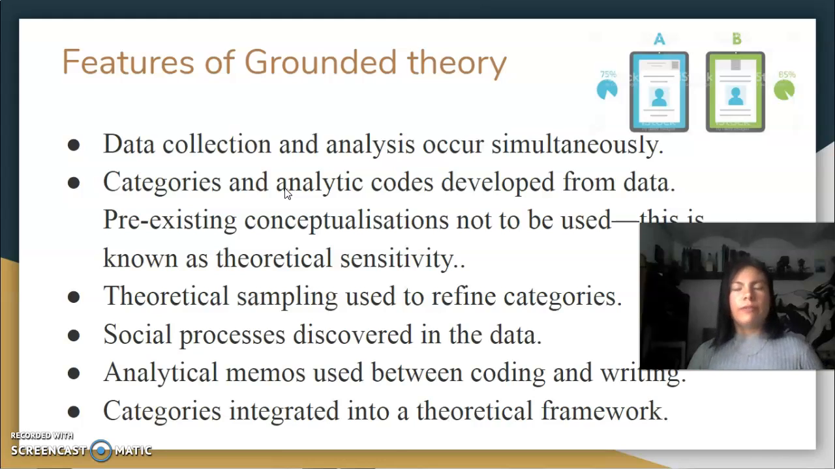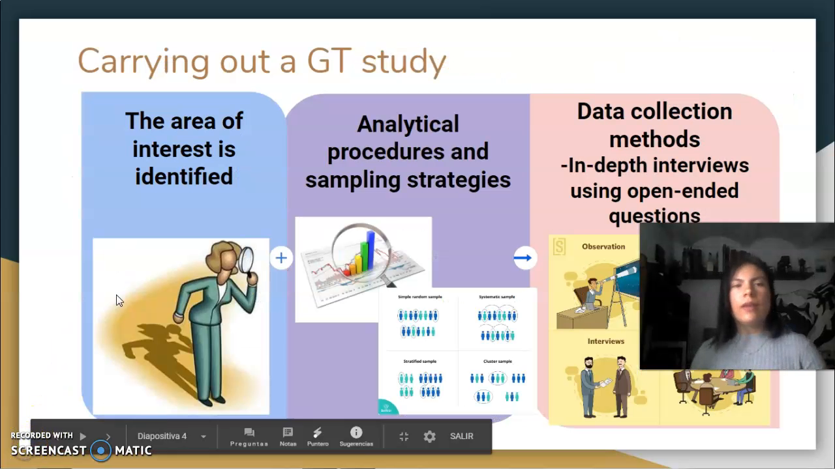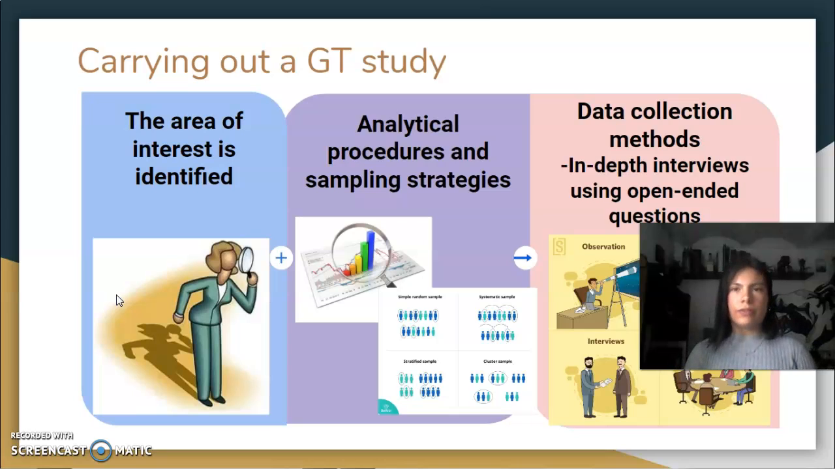Theoretical sampling to define categories is when, once the researcher has already collected and analyzed data, it's necessary to identify a gap that the researcher thinks is important to investigate or explore deeper. Analytical memos are used between coding and writing to facilitate the classification of information, and the categories are developed through the data that is collected.